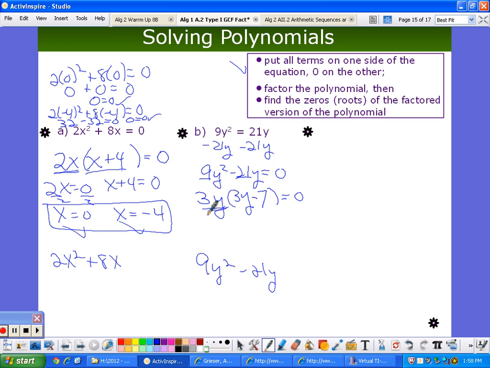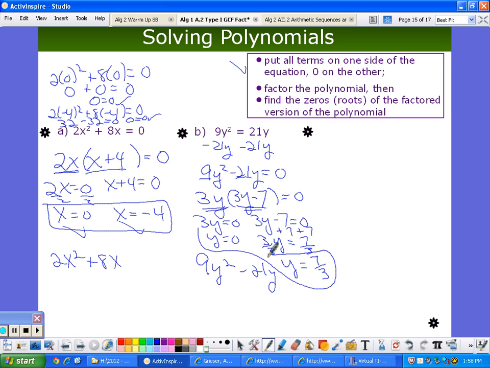By the zero product property, either 3y is 0 or 3y minus 7 equals 0. I can solve these. These are linear. 3y equals 0 when y equals 0. Oh, okay, that's 7. 3y equals 7. Divide by 3. But it doesn't divide by 3. Sure it does. You get 7/3. You just don't get an integer. That's okay. Two solutions: y equals 0, or y is 7/3. Two possibilities will make this true.